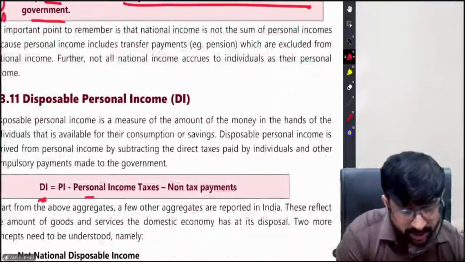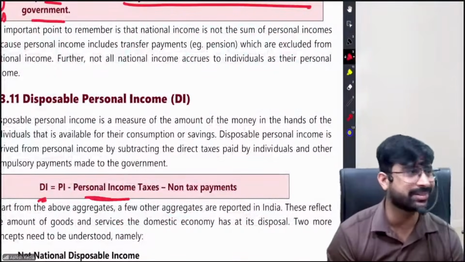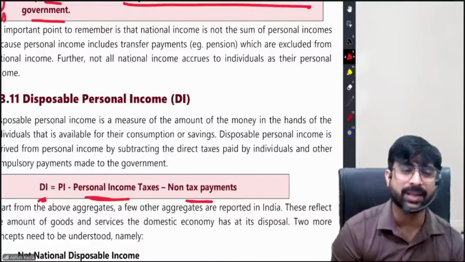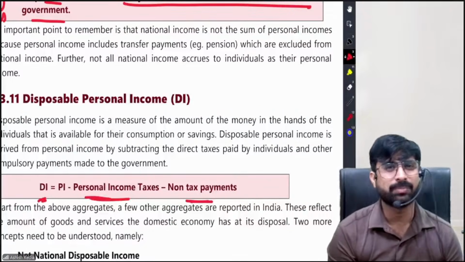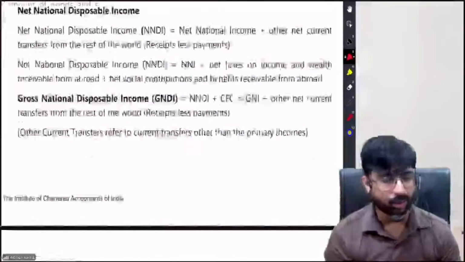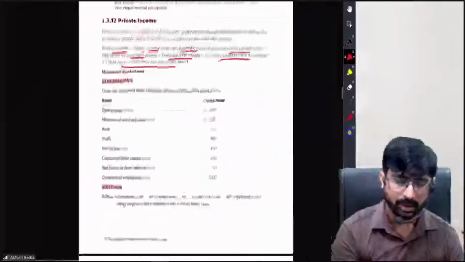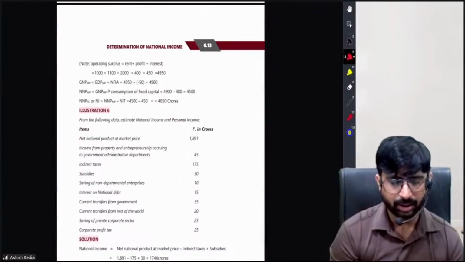And what is personal disposable income? Students, even the households have to pay personal income tax, and they have to make other payments like some license fees, some penalty they have to pay. These are non-tax payments. So we have discussed all of these.